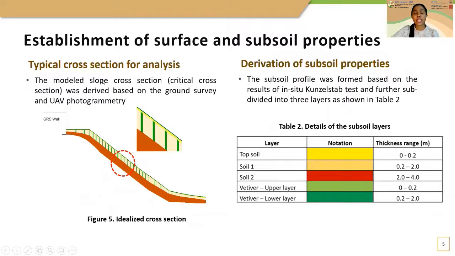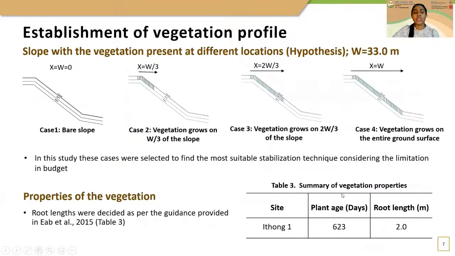In order to establish the surface and subsoil properties, we used ground survey and UAV photogrammetry to find the critical cross section, and Figure 5 shows the idealized cross sections that we used for the analysis. To derive the subsoil properties, we used the results from the in situ Guelph permeameter test, and based on that we divided the soil into 3 different layers, and the vegetation layers as well.